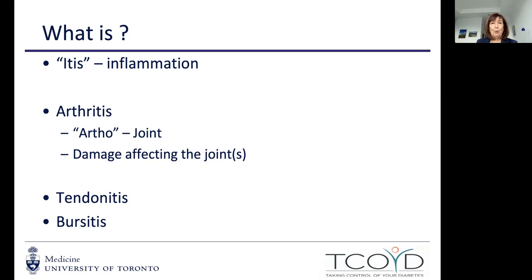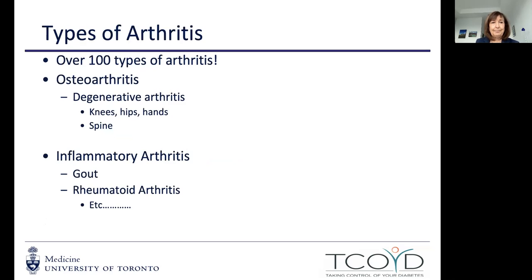So itis is very important when we're talking about musculoskeletal issues in general, and in particular those for people with diabetes. There are over 100 types of arthritis that a rheumatologist might see in one's career, the most common of which is osteoarthritis. We're going to spend some time talking about this both in the shoulder and in the hand, but it has a number of areas that it likes. You may have experienced or know people who've had degenerative or osteoarthritis in the knee or the hip, and it can also affect some of the joints in the spine.